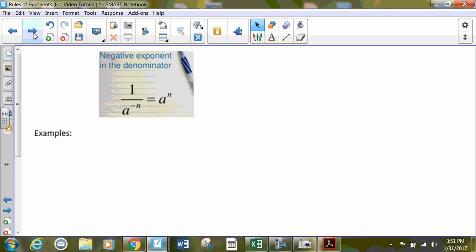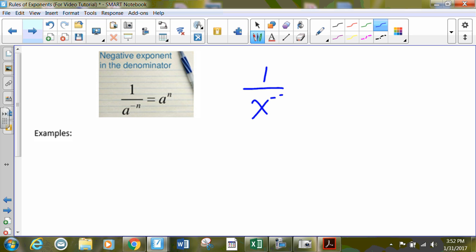Wonder if your negative exponent is in the denominator. Well, it would make sense that if your negative exponent in the numerator gets switched to a positive in the denominator, the opposite would be true as well. So this rule is saying this: if you have a negative exponent and your base is in the denominator, it's going to be the same thing as moving it up to the numerator.